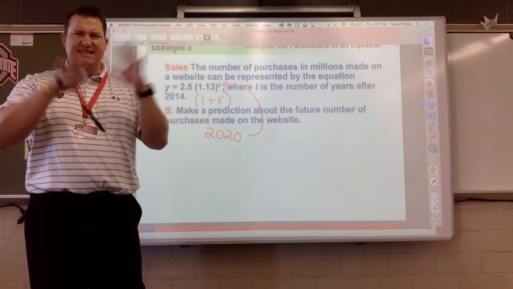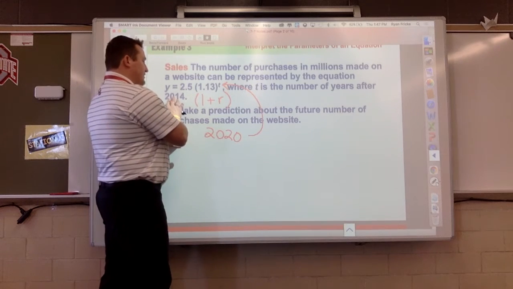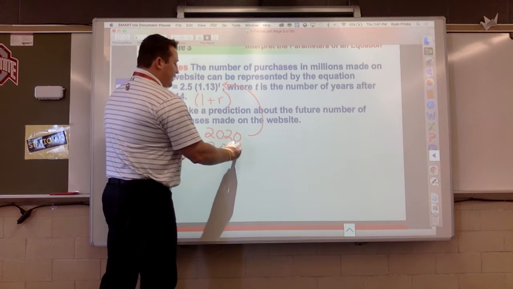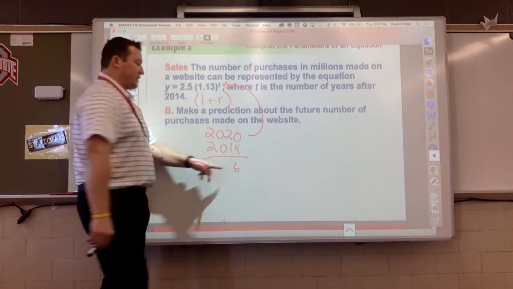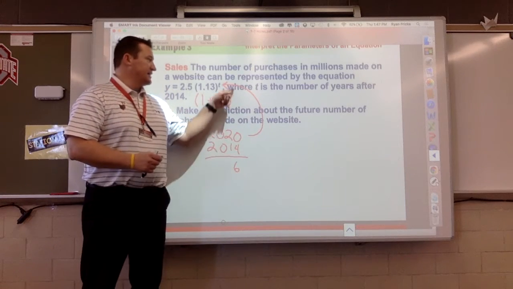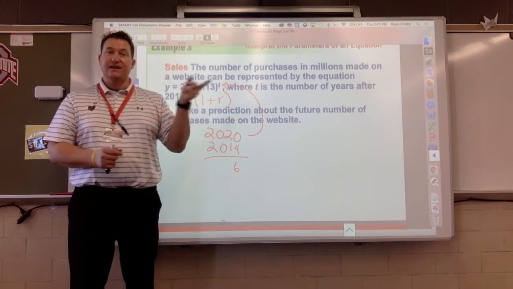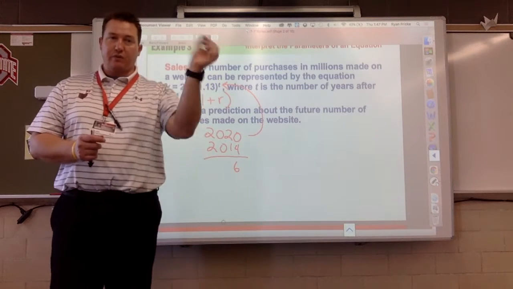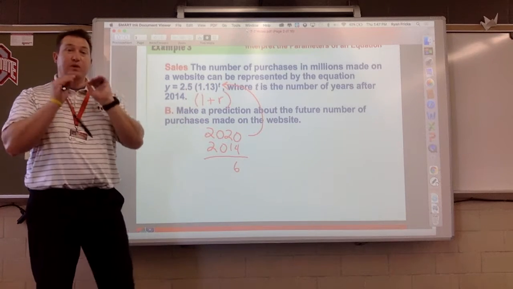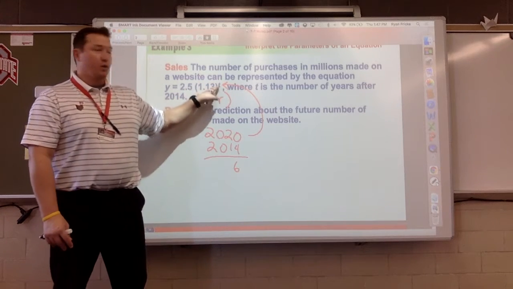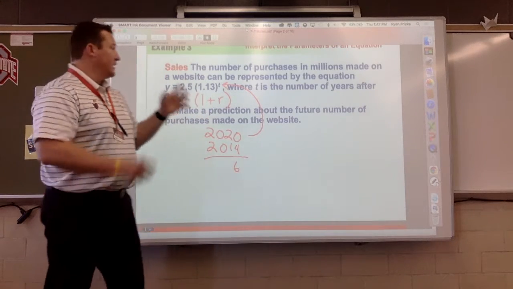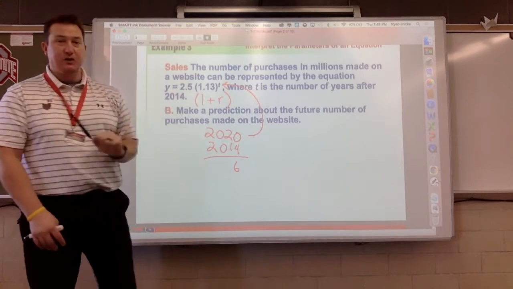Absolutely not. You would get an insanely large number, right? Remember, this is years since 2014. So if we're given a question like that, we got to do a little bit of subtracting to say, hey, that would be when time is 6, right? 6 years since 2014. So we would replace t with 6, then evaluate this expression, guys, which says take this number raised to that power. So 1.13 to the 6th power, take that number, multiply it by 2.5.